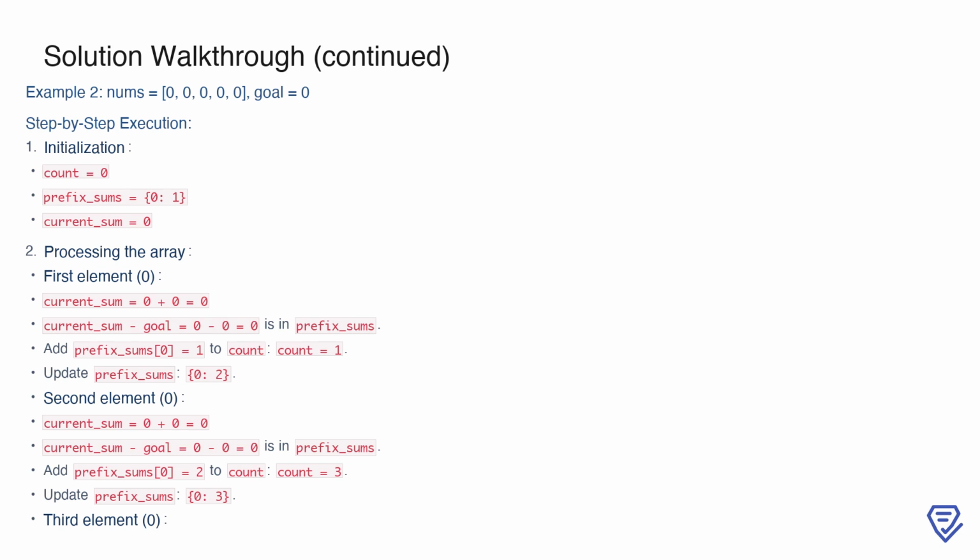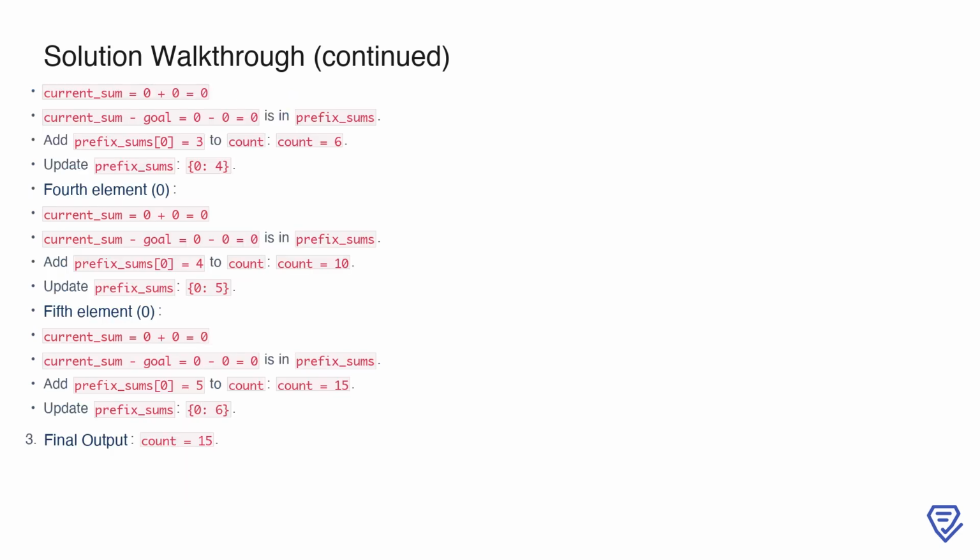Next, for the third element, 0, the same calculation applies. Adding the third 0 to current_sum keeps it at 0. The difference of 0 is again in prefix_sums, so we add prefix_sums, 0, which is now 3, to count, making it 6. We update prefix_sums to indicate that the prefix sum of 0 has now occurred 4 times.